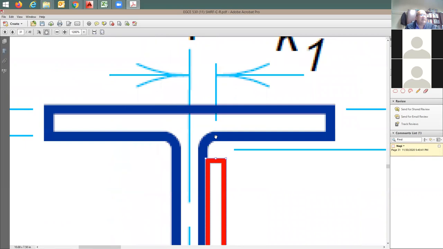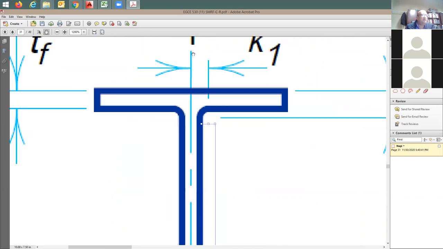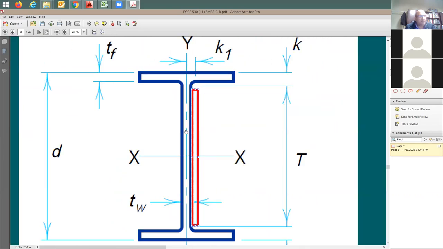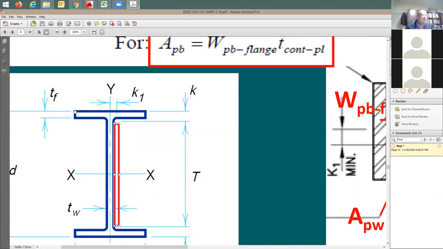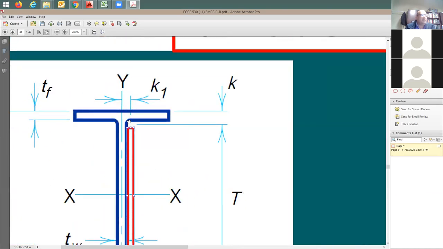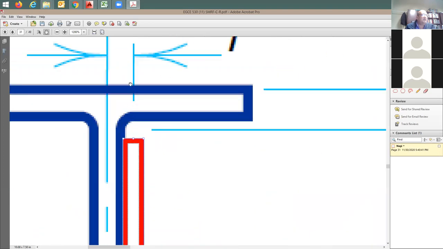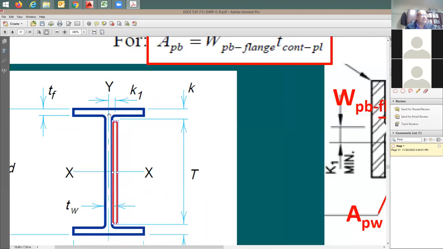K1 is giving you the same point here for this round. I'm going to say here, interior corner to the center of the section. So this is going to be the axis or the center of the section itself, which is the YY axis. And K1 is that distance from the end of this quarter of a circle all the way to the center of the section.